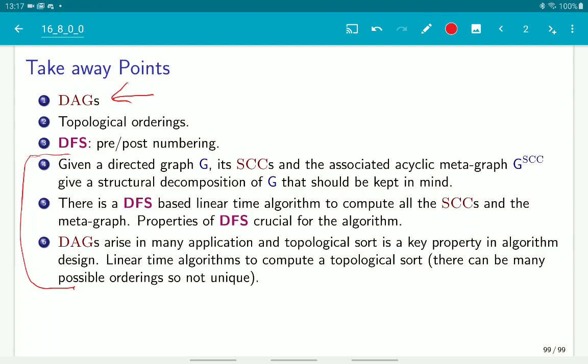strongly connected components. And amazingly enough, there was a DFS-based algorithm that ran in linear time and could compute both the strongly connected components and the metagraph. And this algorithm really relies on some very simple properties of DFS, but as I said earlier, this algorithm is really a clever algorithm.